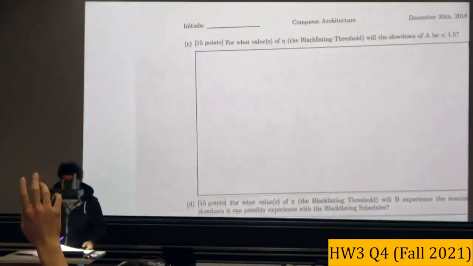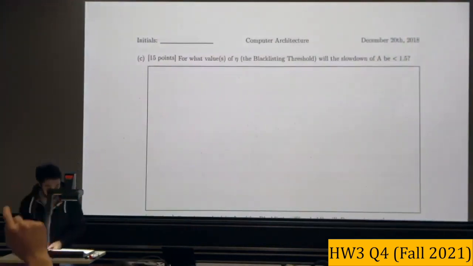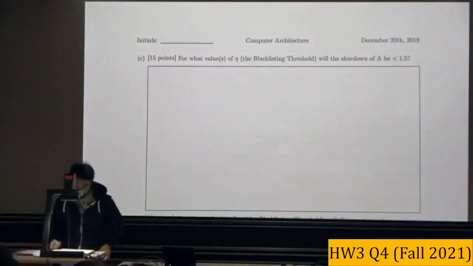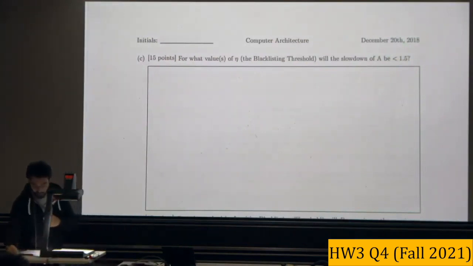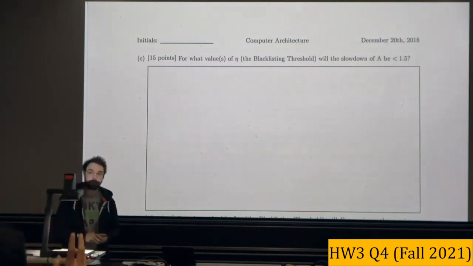Yes. So, for what values of n, the blacklisting threshold, will the slowdown of A be less than 1.5? Do you think it's possible to have a slowdown less than 1.5 in this application?